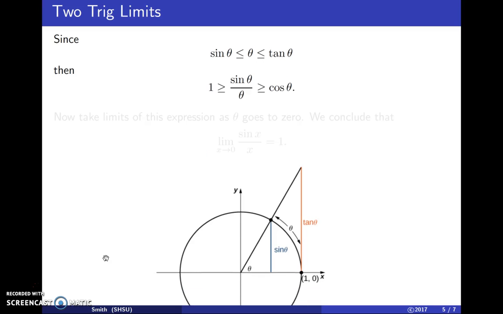So what does this tell me? If I know this inequality, that sine of theta over theta is squeezed between 1 and cosine of theta, then when I take the limit as theta goes to 0, sine of theta over theta will be squeezed between 1 and the limit of cosine. But the limit of cosine is 1, so sine of theta over theta is squeezed between 1 and 1. So the limit as x goes to 0 of sine x over x is equal to 1. Earlier in our class, we discovered this using a calculator. We got estimates close to 1. This is a proof that, in fact, this limit is equal to 1.